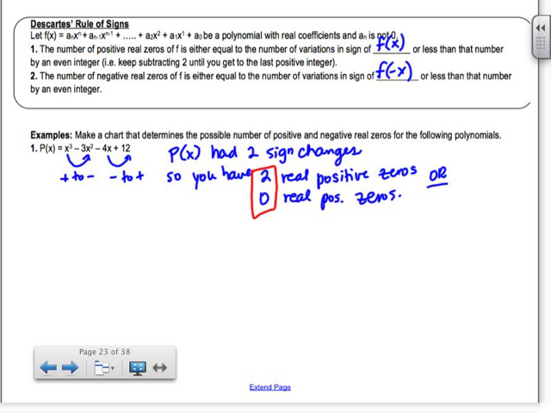All right, now let's look at p of negative x. And this is the part that people have the hardest time with, because for p of negative x, you actually need to find what that is. So you need to go in and wherever you had x, put parentheses and put negative x. So we have negative x cubed minus 3 times negative x squared minus 4 times negative x plus 12. And we need to simplify it out before we count the sign changes.